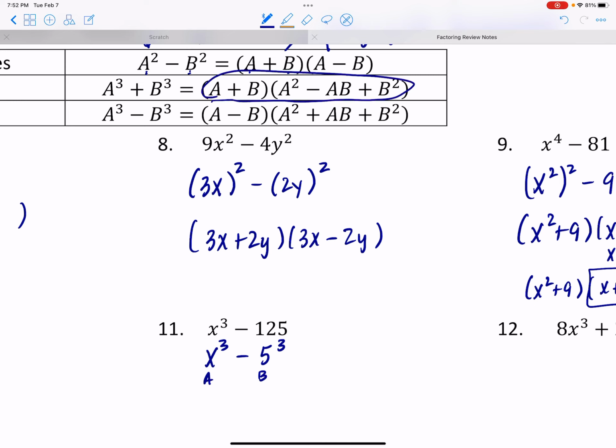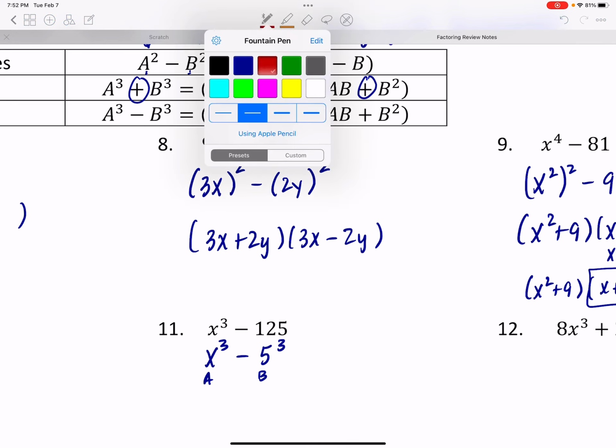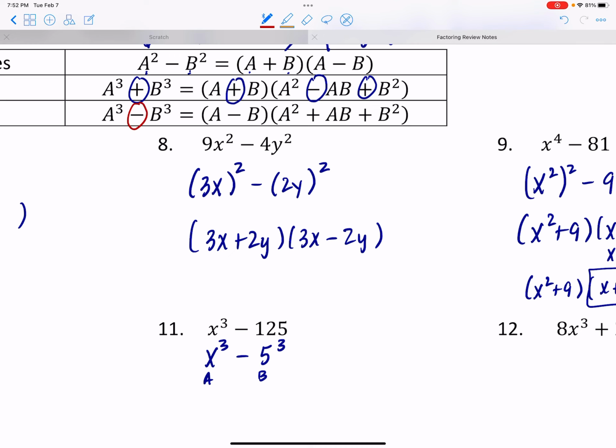And the formulas are virtually the same. The only difference is, obviously, one's a sum, one's a difference. If I start with the sum, then my factoring will start with the sum, and then the next sign flips, and then the last one's always positive here. And notice that same trend here. If I start with a minus or difference, this starts with the difference, this flips to the opposite, and then this one's always positive. Everything else in the formula is the same. So a goes here, b goes here, a squared goes here, the product of a and b goes here, and b squared goes at the end.